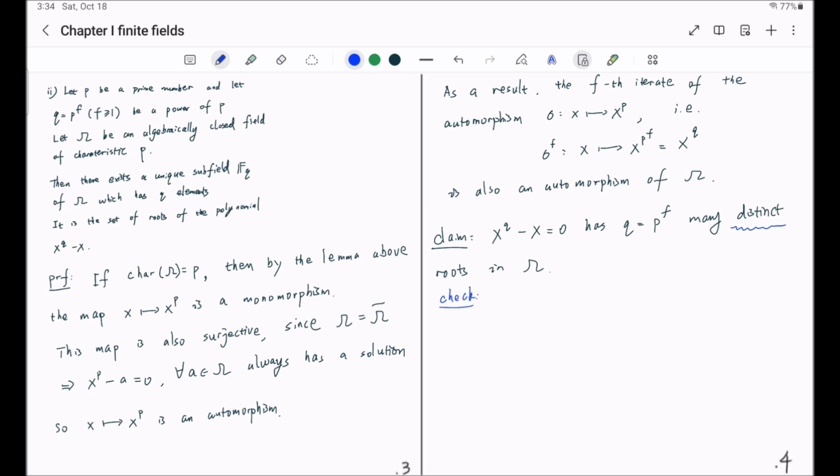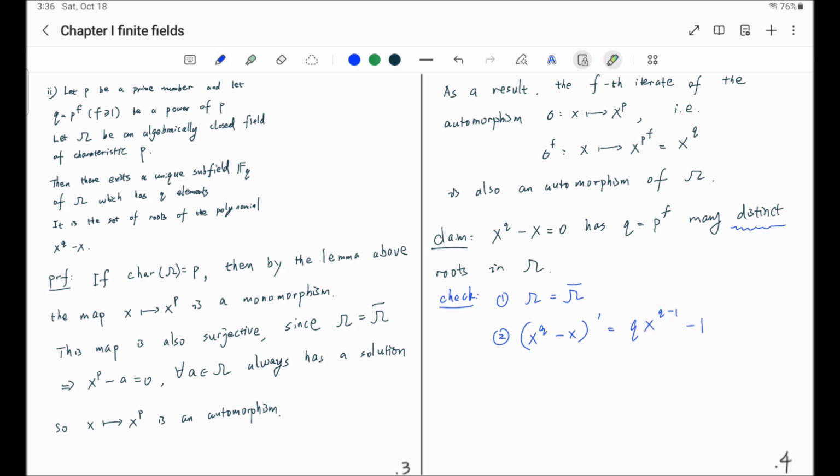This claim follows from two things. The first thing is that omega is algebraically closed. And the second thing is that if you look at the formal derivative of x cubed minus x, the formal derivative, so this is equal to q x to the q minus 1 minus 1. And because q is equal to p to the f, and f is bigger or equal to 1 by assumption.